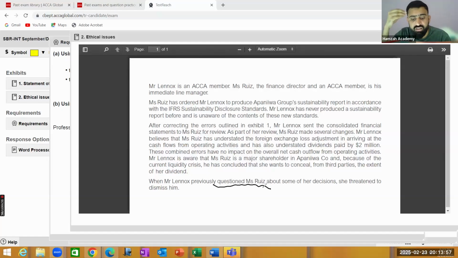Now, what should Mr. Lennox do? First of all, in this situation, Mr. Lennox should discuss this issue with his line manager. But the problem with the line manager is that she has already threatened him. So that is out of the question now.